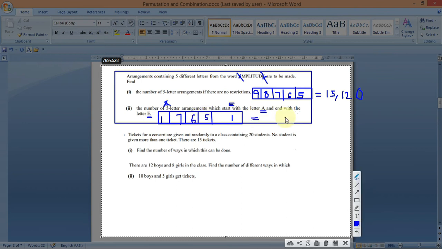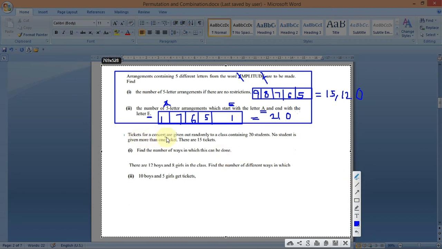So that will be the final answer. Just multiply them. So 7 times 6 times 5. 210. So there are 210 ways. And I'm good, guys. That's all. Next question. I may leave this. Let's just work with the next question.